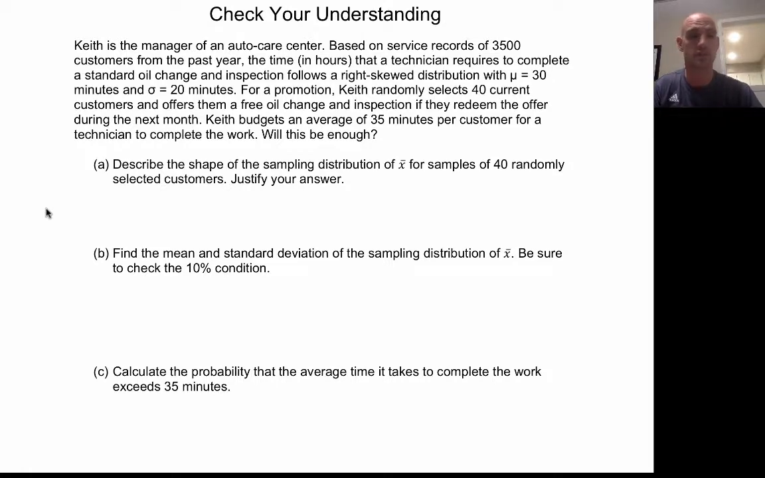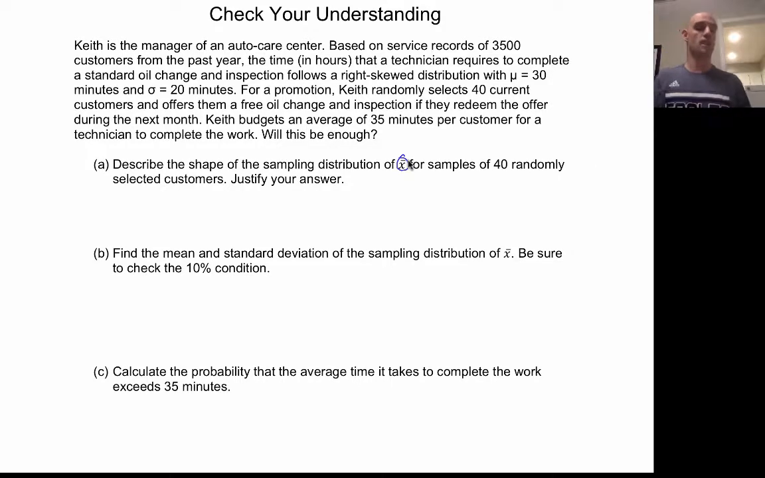So the question is, describe the shape of the sampling distribution of X mean for samples of 40 randomly selected customers. So he has a sample size of 40. And we went with the sampling distribution of X bar, which means he's taking 40 people and he's finding the average.